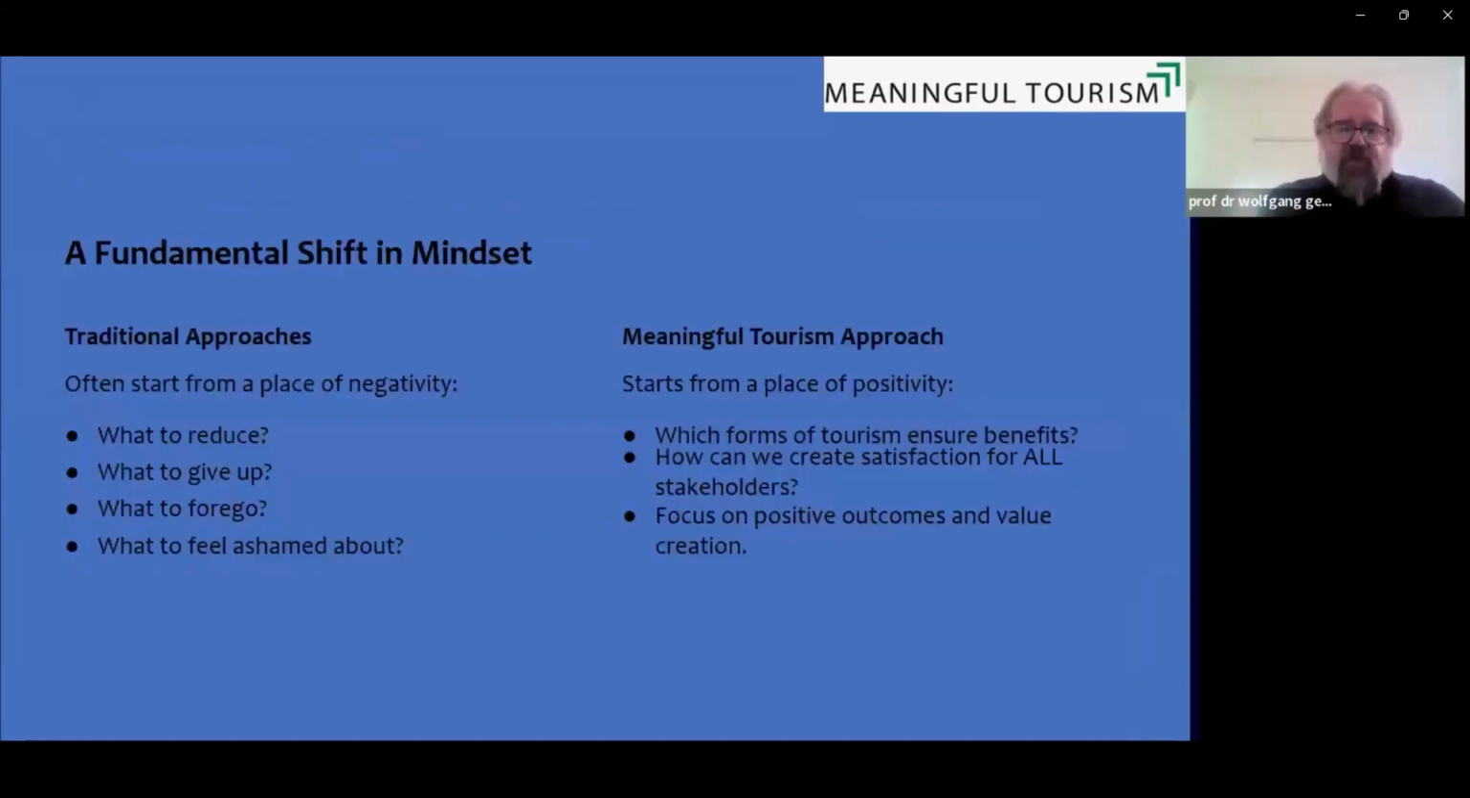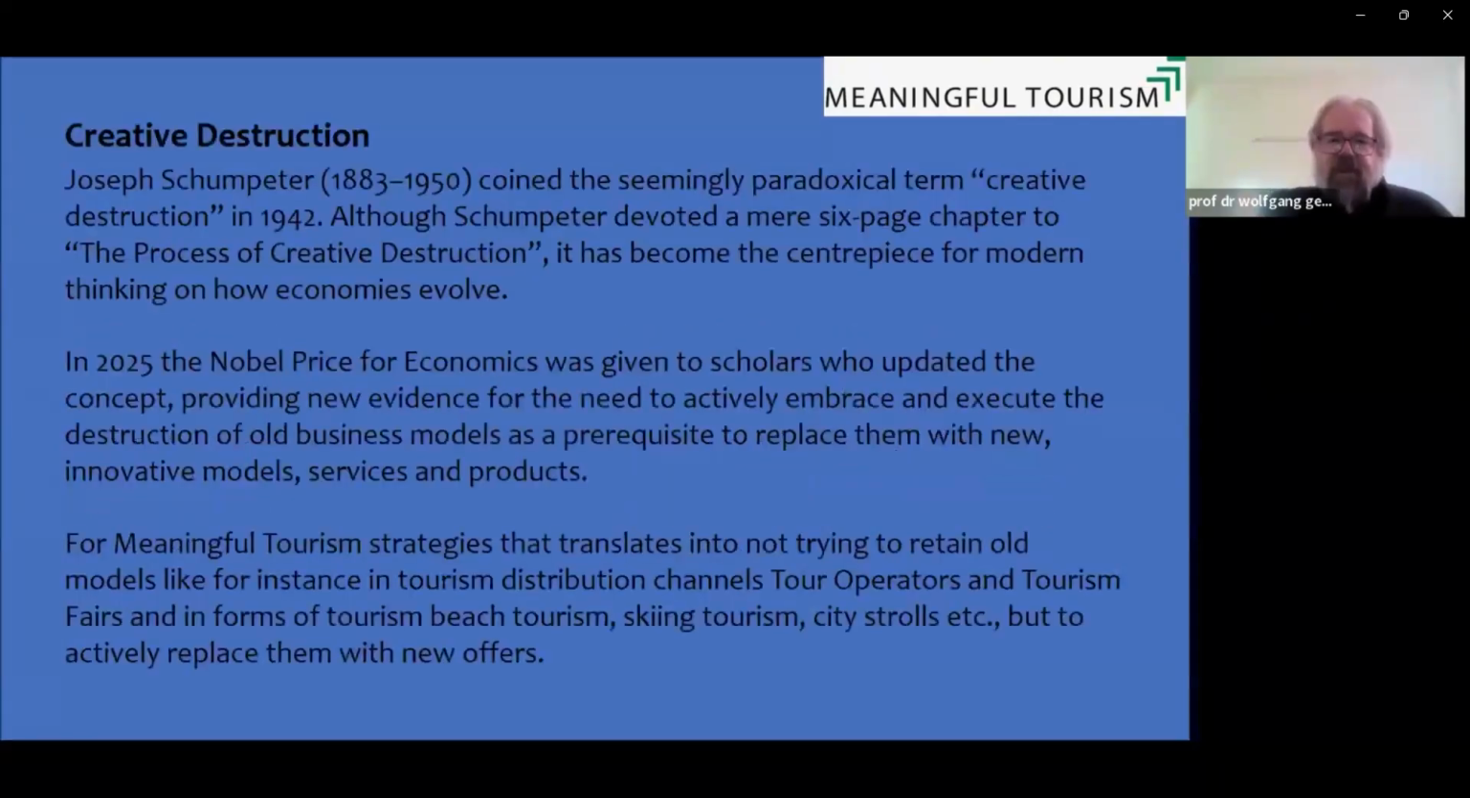From the traditional approach of what to reduce, what to give up, what to forego, what to feel ashamed about, to what forms of tourism can ensure benefits for everybody, and how can we create satisfaction for all stakeholders? So when we talk about forms of tourism, you have an all-inclusive resort, which is off limits to the locals, and where all the food and beverages, all the artists performing there, and the management are all sourced outside the country, and most of the money flows out of the country at the end, and the local people can only get a job as a cleaning woman or waiter. This is obviously not giving benefits to all involved. So the meaningful tourism approach is focusing on the positive outcomes and on value creation for everybody involved.